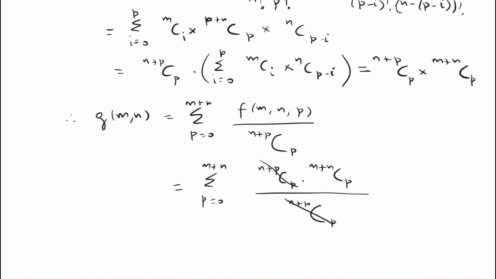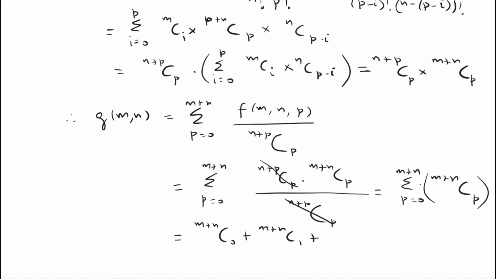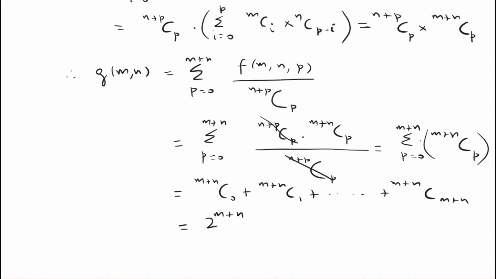You are left with only m plus n C p in the numerator, and then the summation is to be carried out from p equals 0 to m plus n. So it will be basically m plus n C 0 plus m plus n C 1 plus m plus n C 2 and so on till m plus n C m plus n. So this will get you 2 to the power m plus n as the answer. So the value of g of m, n is 2 to the power m plus n.